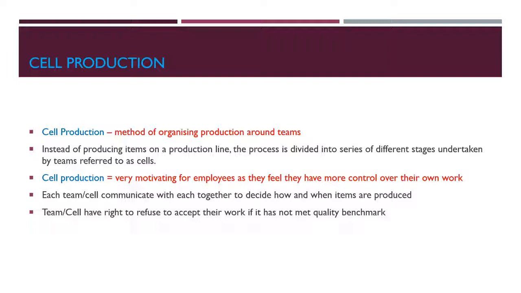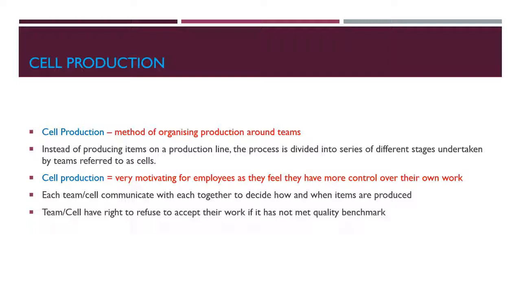Cell production is a method of organizing production around teams, and it's very important you actually do this, especially if you're quite a large organization. You need to keep your staff happy by making them work in teams and team working. So basically, instead of producing items on a production line, the process will be divided into a series of different stages, which is undertaken by teams, which are referred to as cells. Cell production is very motivating for employees as they feel they have more control over their own work.